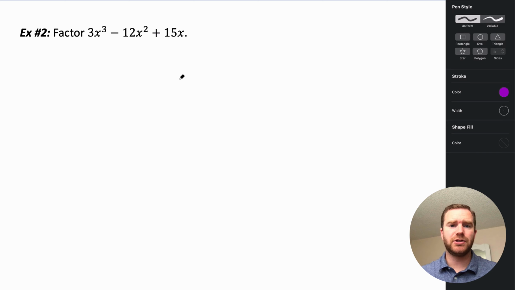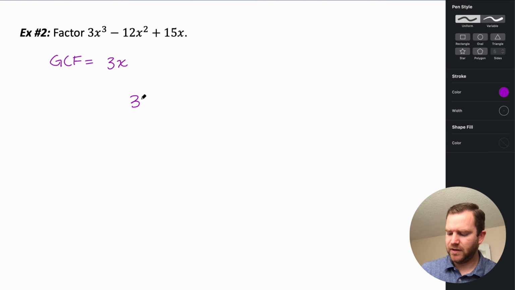So factoring essentially is undoing the distributive property. So the first thing that you always want to do anytime you're asked to factor is figure out what is the GCF. What is my greatest common factor? So in this situation, all of them have at least x to the first, and all three of these are divisible by 3. So if we're trying to undo the distributive property, essentially what we're asking ourselves is, if I were to multiply something by my greatest common factor, I would get this.